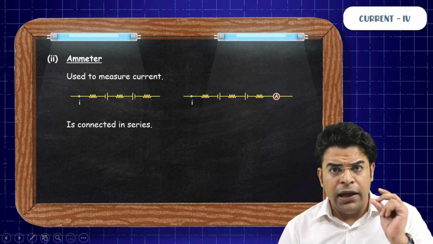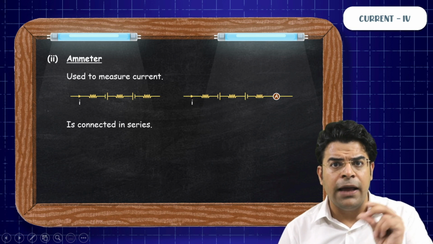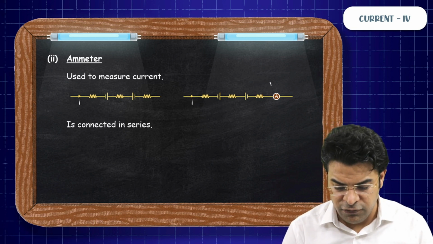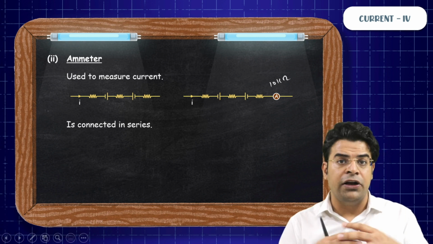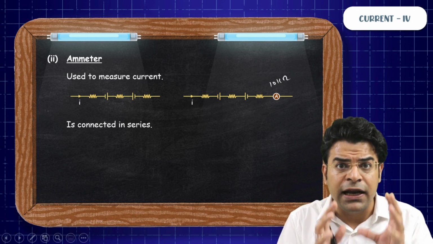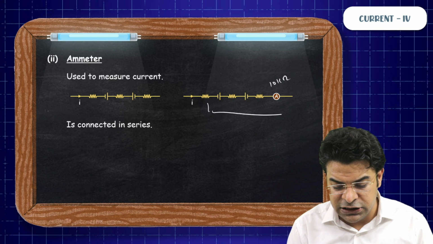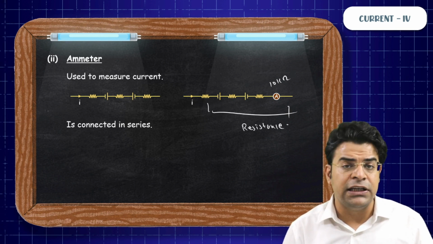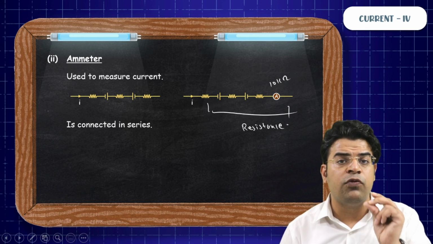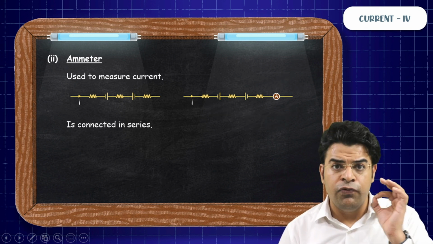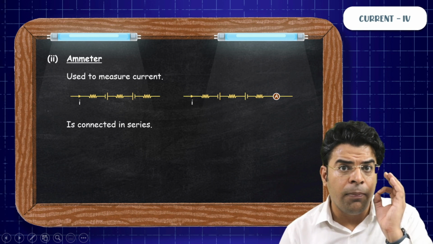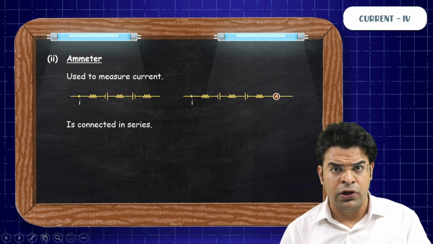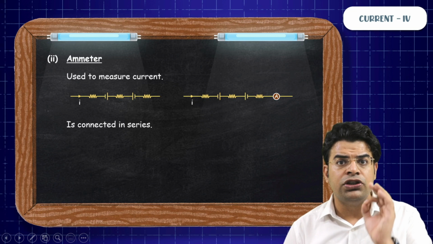But if, let's say, we use an ammeter of very high resistance, let's say of 10 kilo ohm, then once connected in series, it will change the resistance of the line. If it will change the resistance of the line, it will change the current flowing through the line. If you wish to have a proper reading through the ammeter, the resistance of the ammeter should be small.